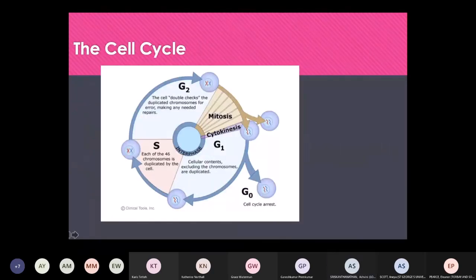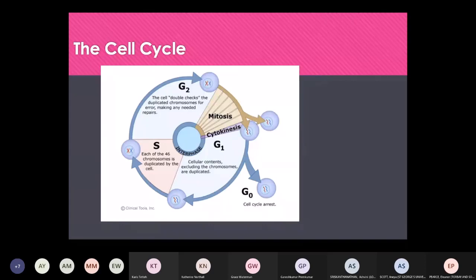Oh, great. Okay, so just briefly, we're going to go over some of the cell pathology behind all this. So here you've got your cell cycle. Depending where you want to start, starting with mitosis and division of the cell, then you've got G1, which involves duplicating cellular contents, excluding the chromosomes. The S phase, where each of the 46 chromosomes is duplicated by the cell. The cell then double checks all these and makes its repairs as necessary, and then the cell divides again. So this is just going round and round in your body.